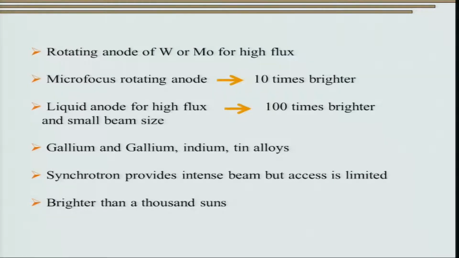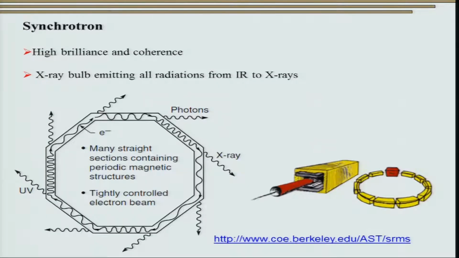A lot of literature is available recently, and I request you to go through the existing literature on the liquid anode technique. Another important thing that I had mentioned which can provide a very good source of X-rays is the synchrotron, which provides an intense beam. A line, which I have borrowed from the Canadian Light Source, says that it is brighter than 1,000 suns. However, as we all know, access to synchrotron radiation is many a time limited.